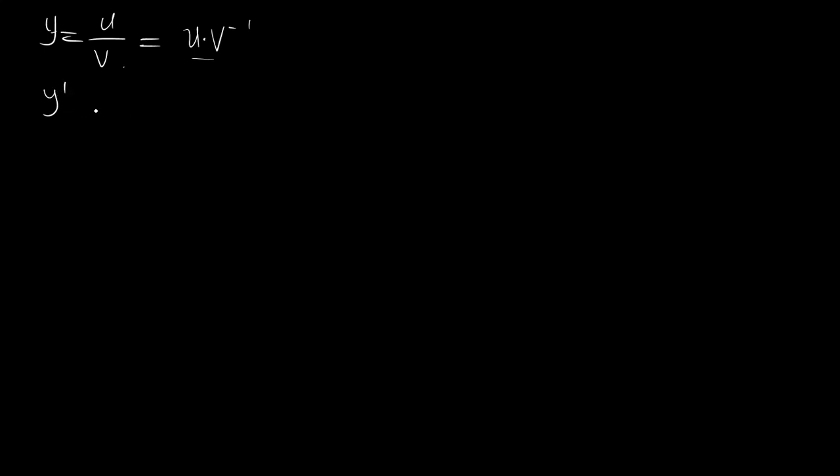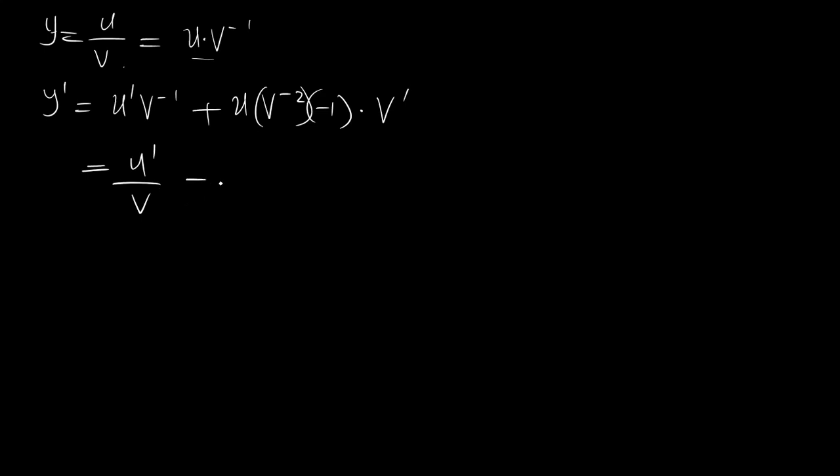y prime equal to u prime leaving v raised to power minus 1, plus leaving u, then you have v raised to power minus 2 times minus 1 times now v prime. Now this is the same thing as saying u prime all over v minus u v prime all over v square.